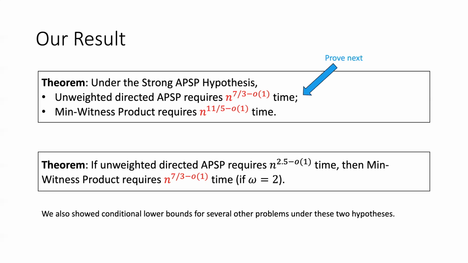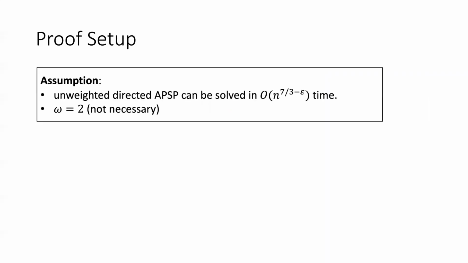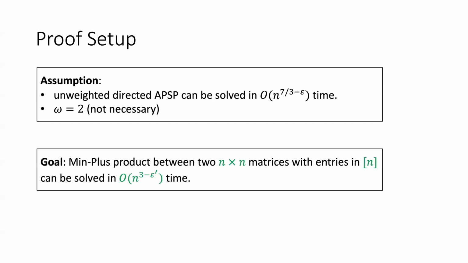In the following, I will prove the conditional lower bound for unweighted directed APSP under the strong APSP hypothesis. And here's the setup. We will assume unweighted directed APSP can be solved in faster than n to the 7/3 time. And we'll also assume omega is 2. It is not necessary, but assuming it will simplify the proof. And the goal is to show that min-plus product between two n by n matrices with entries in [n] can be solved in truly subcubic time.